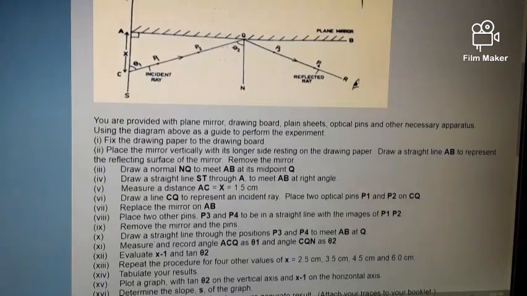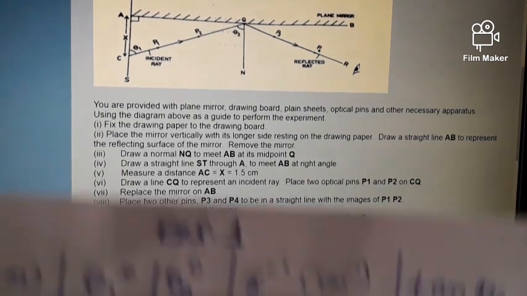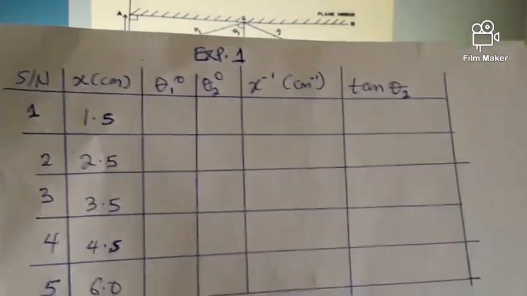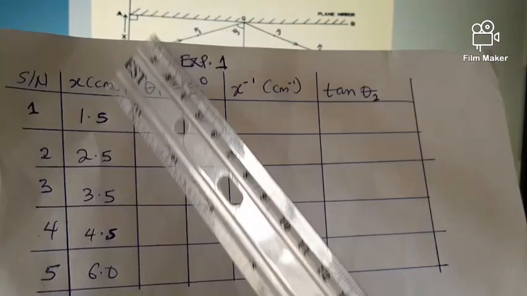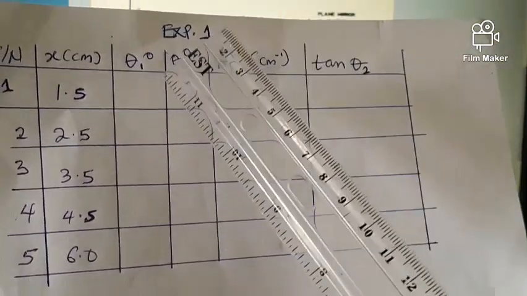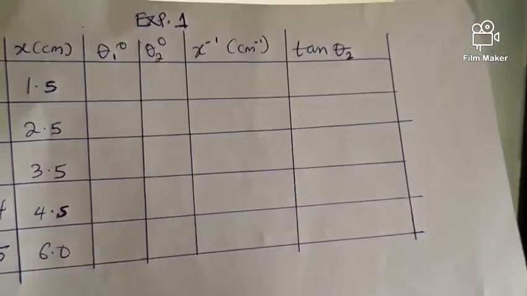So we have to repeat the procedure for 4 other values of X equals 2.5 cm, 3.5 cm, 4.5 cm, and 6.7 cm. Tabulate your result. In fact, I already have a table for that. So this is my table for that. So you can see the table. I have this column here. I have X in cm. I have theta in degrees. Theta 1 in degrees, theta 2 in degrees, and I have the evaluation of this. Then I have tan theta.